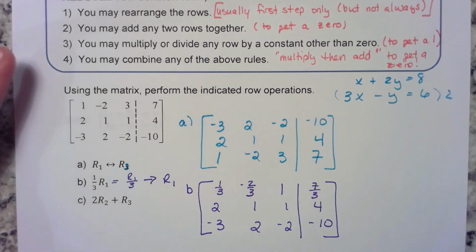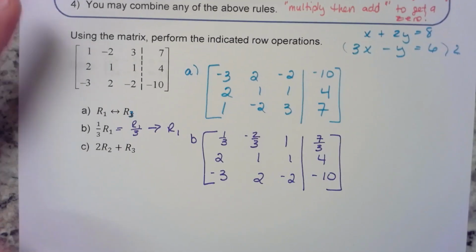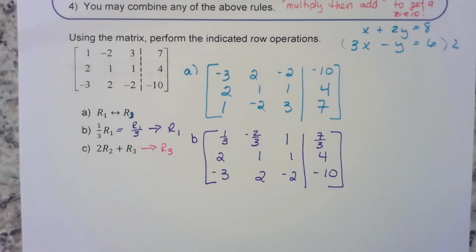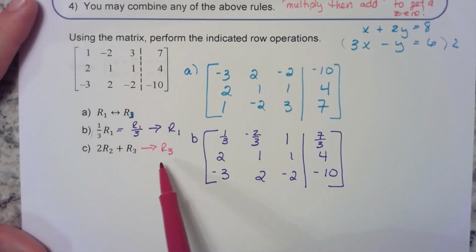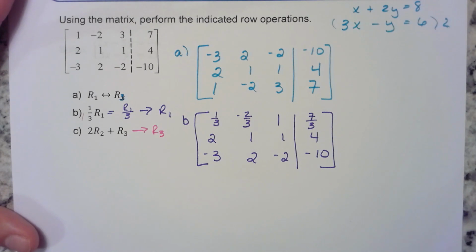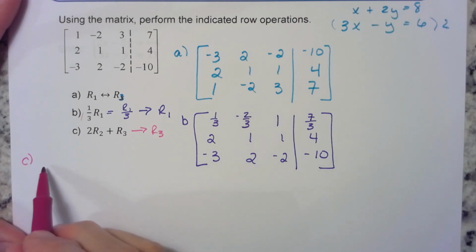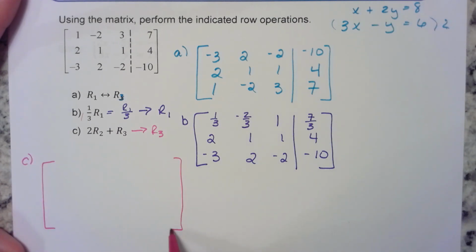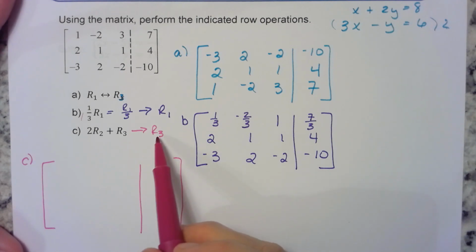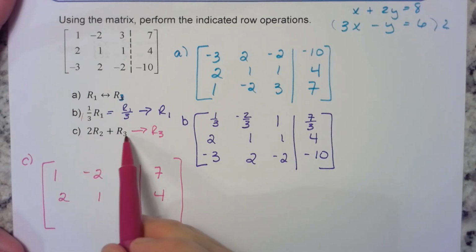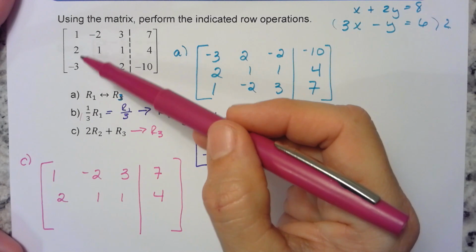Then we have C. C says 2 times row 2 plus row 3. Normally it would say gives us a new row 3. Okay, these row operations, this notation is very important and you will be graded on that on your test. So make sure you know what these row operations mean. For part C, it says we're getting a new row 3. That means rows 1 and 2 do not change. It says 2 times row 2 plus row 3.